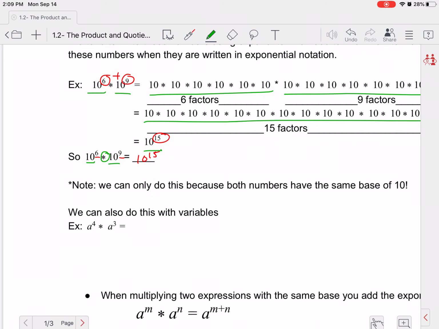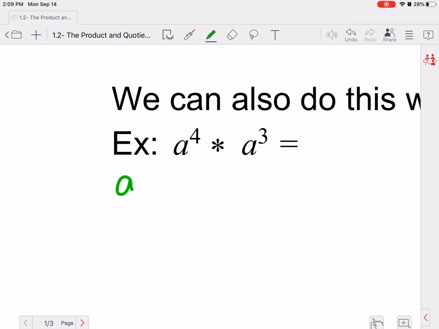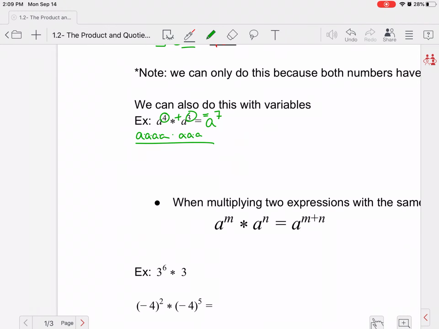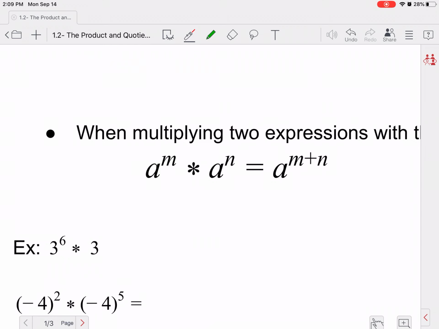We can also do this with variables. So a to the 4th is the same as writing a 4 times with multiplication, times a to the 3rd, which is a 3 times, which gives me a total of 7 a's. So I'd have a to the 7th. Again, we can add the exponents: 4 plus 3 equals 7. How convenient, right? But again, we can only do this if the bases are exactly the same, so they were both a, and we multiplied. So this is the general rule. This is how we write exponent rules: same base multiplied together, add the exponents.